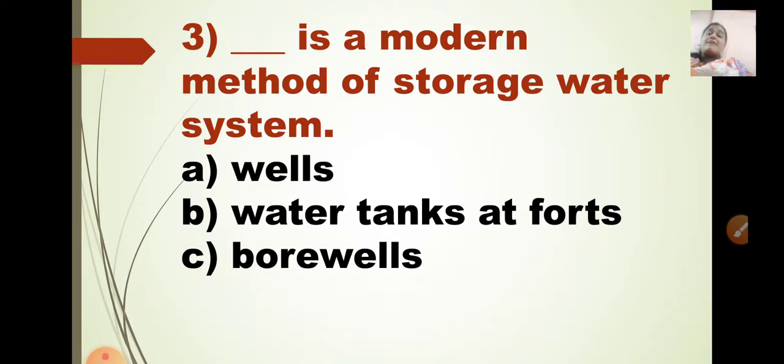Modern method. We have learned 2 types of methods in it. One is the traditional method and one is the modern or the recent water storage system. Here the question is asked on the modern method of storing water. So you have to be very alert and read the question very properly. Okay, so 3 options again. A option is wells, B option is water tanks at forts, and C option is bore wells.